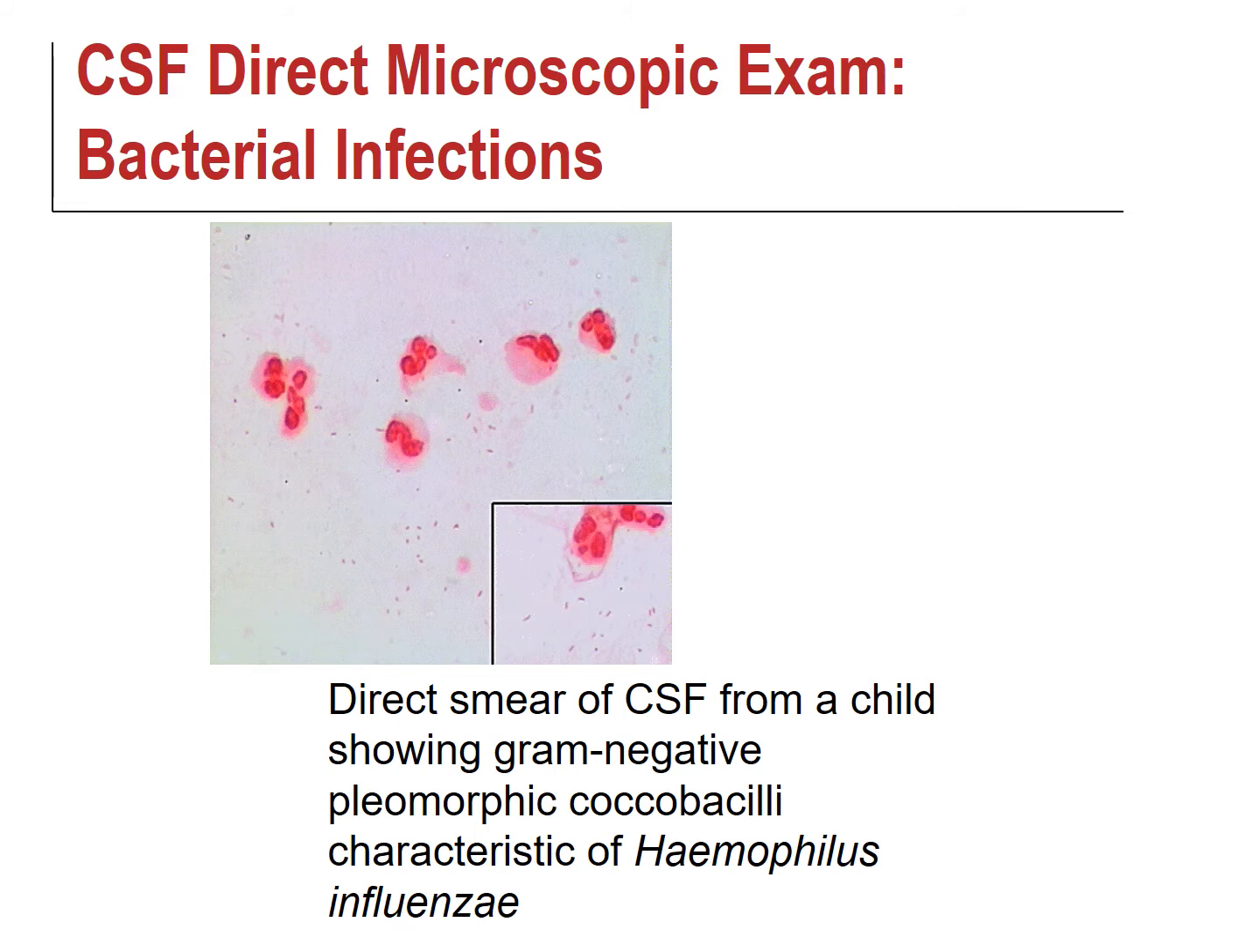Once again, this is the direct smear of a CSF from a child showing gram-negative pleomorphic coccobacilli characteristic of Haemophilus influenzae, which was previously the most common cause of bacterial meningitis and other respiratory tract infections, especially in young children. Most cases were caused by the capsular type B strains. And since the adoption of the routine use of conjugate vaccines against Hib, there has been a marked reduction in the number of cases of H. influenzae meningitis. In developing countries, however, with limited vaccine coverage, it continues to be an important cause of bacterial meningitis.